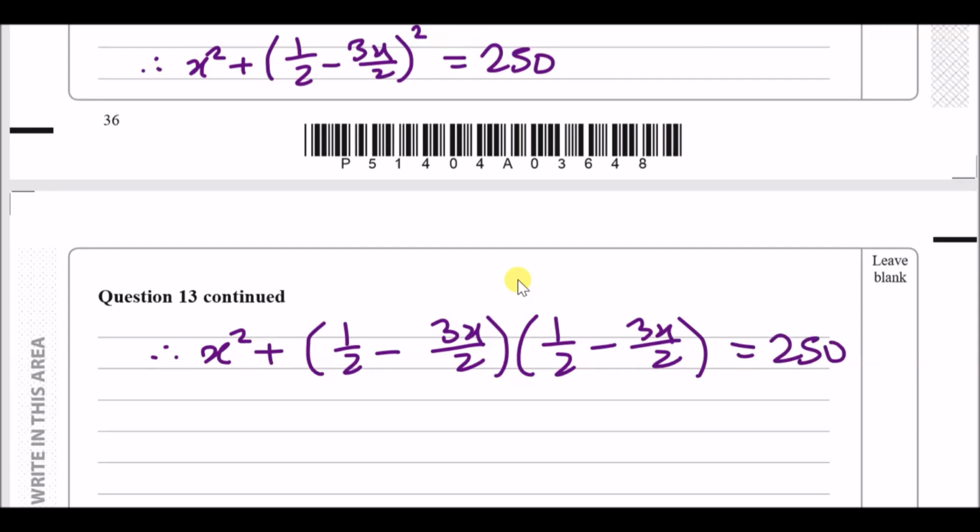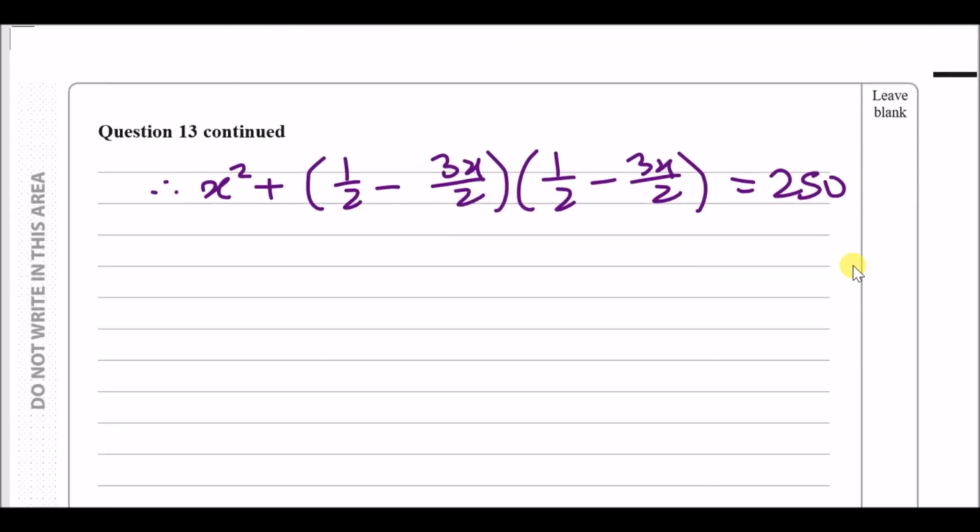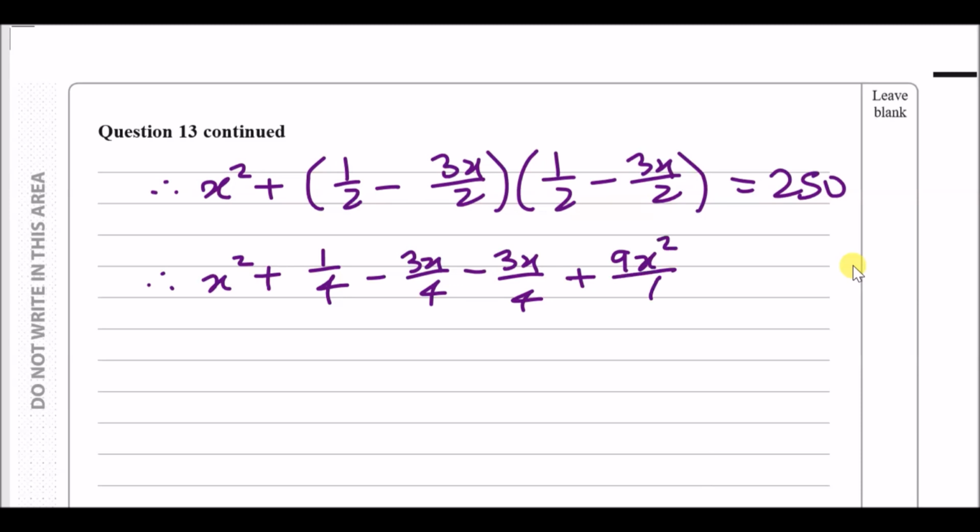In the end, when you finally evaluate this, you're going to get a quadratic equation. So let's go ahead and open this up. You're going to get x squared plus half times half is a quarter. Half times minus 3x over 2 gives you minus 3x over 4. You're going to get the same thing here, minus 3x over 4. And lastly, minus 3x over 2 times itself will give us a positive 9x squared over 4, equals 250.